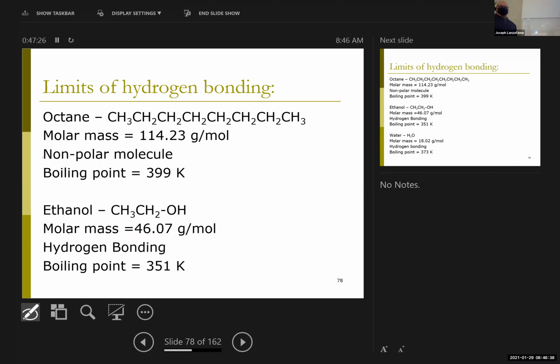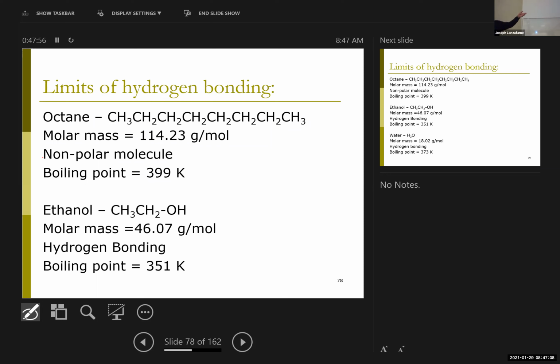For example, if you look at octane and ethanol, octane is much bigger than ethanol, but ethanol hydrogen bonds. Now, based on van der Waals forces alone, I expect octane to be higher. But ethanol hydrogen bonds, and hydrogen bonding is stronger, yes, but it's local.